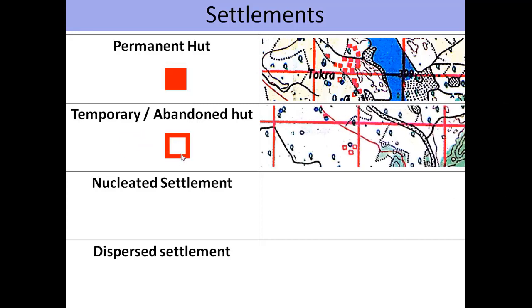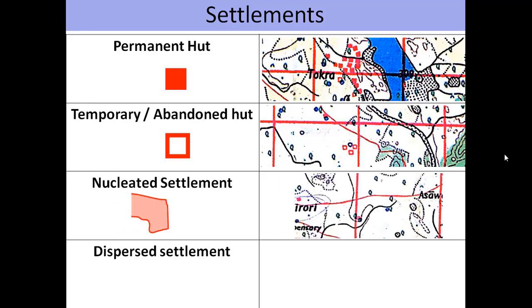This is the symbol of a temporary or abandoned hut. As you can see, it is a red square with no fill inside. On the map extract you can see one, two and three temporary or abandoned huts. This place might have been inhabited by humans. Now they might have fled from here or migrated.